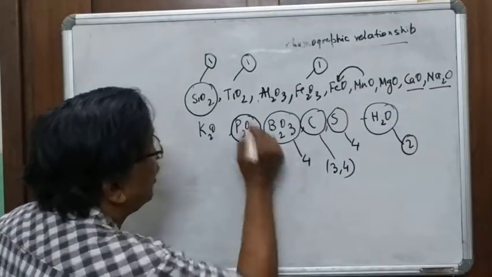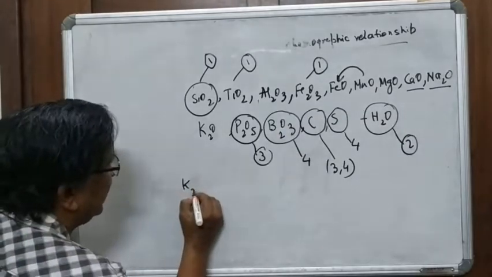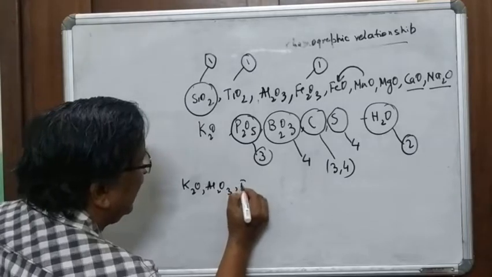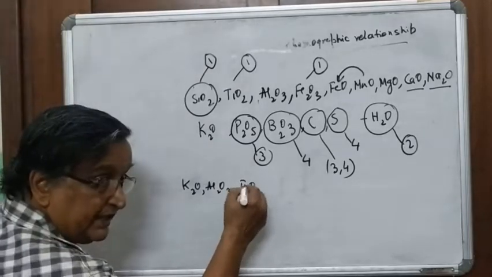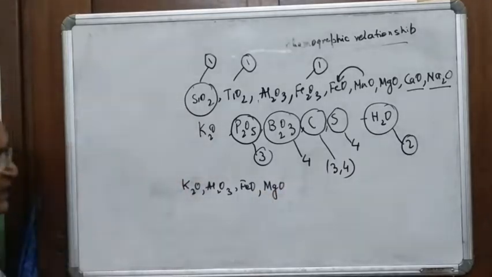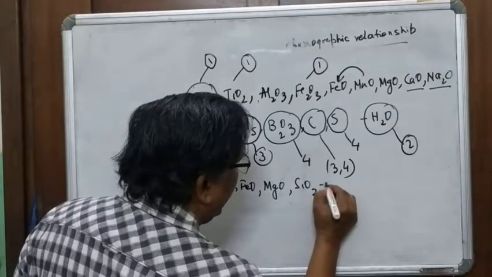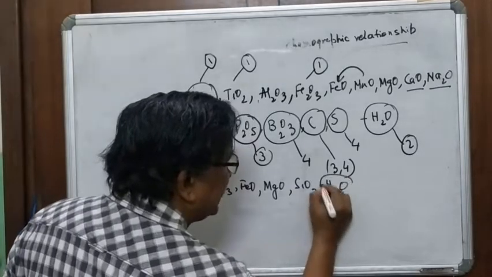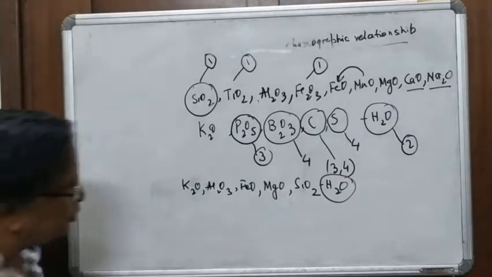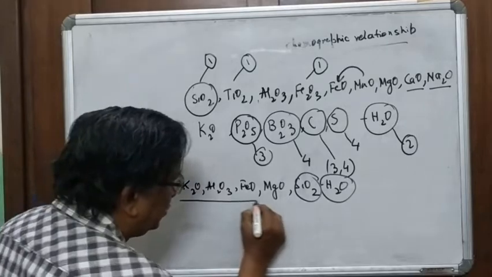So from this many components now, I come to this component K2O, Al2O3, FeO. Remember this now contains FeO, MgO and SiO2, H2O. If H2O is an externally controlled system, it's also taken out. SiO2 is a pure phase, I can take it out. So you have K2O, Al2O3, FeO, MgO.